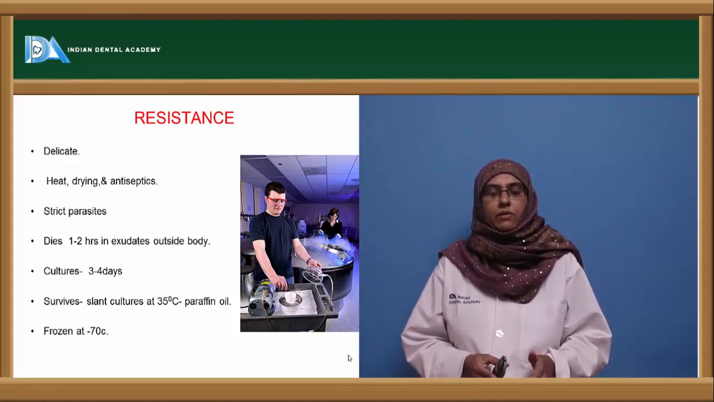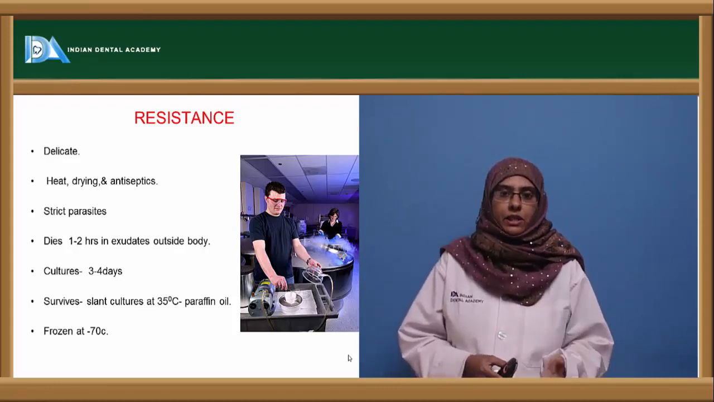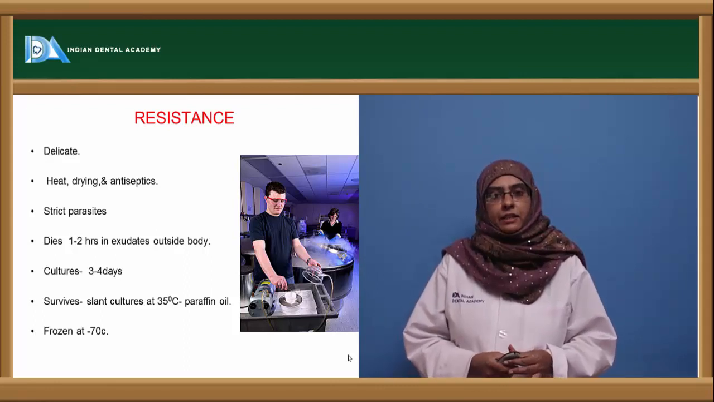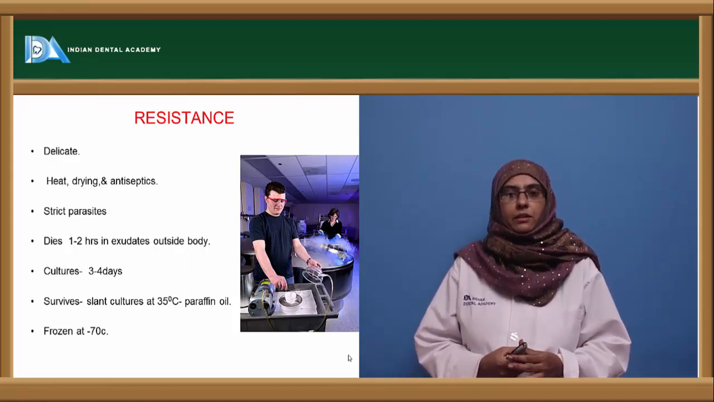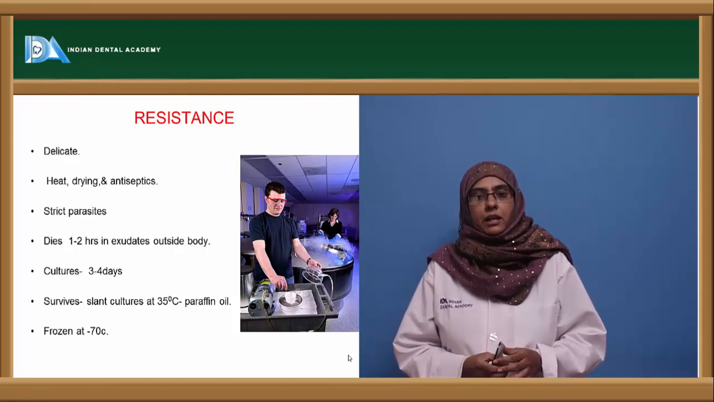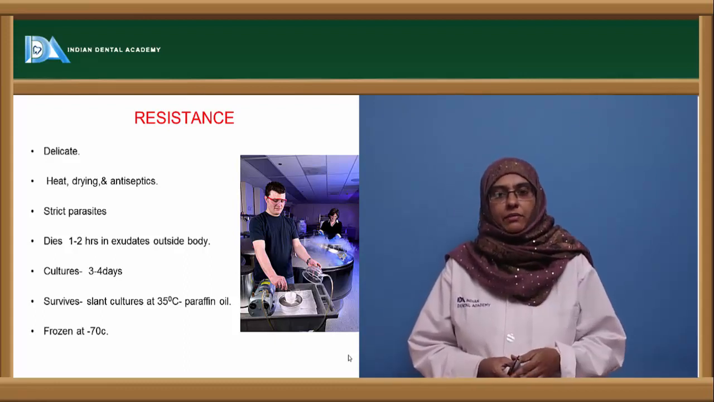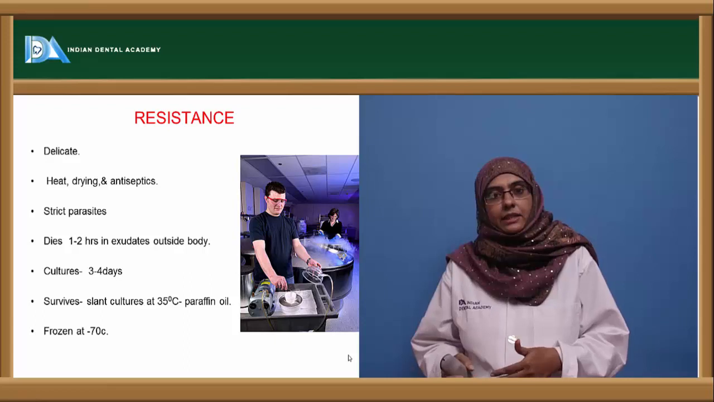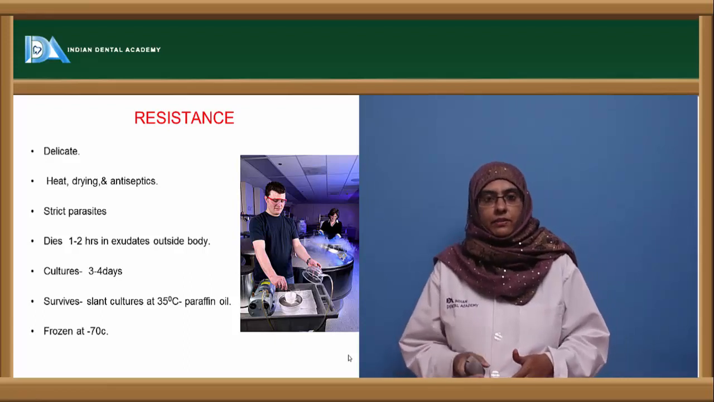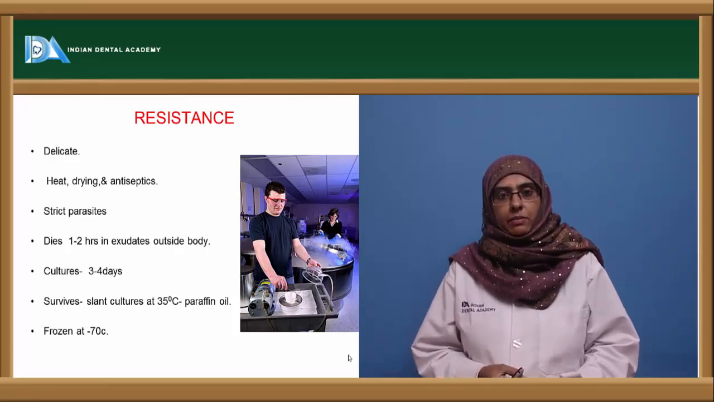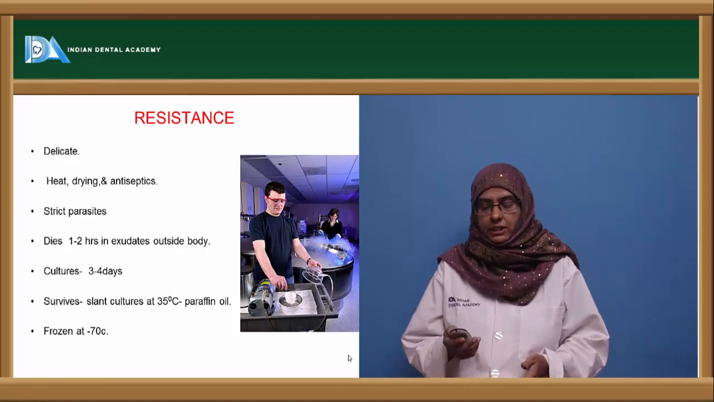So you cannot keep them for a longer period of time on a culture media, and they can survive if they are preserved in a media layered with paraffin oil, or as a subculture or slant culture, and stored at 35 degrees centigrade, or they can be preserved at -70 degrees centigrade.